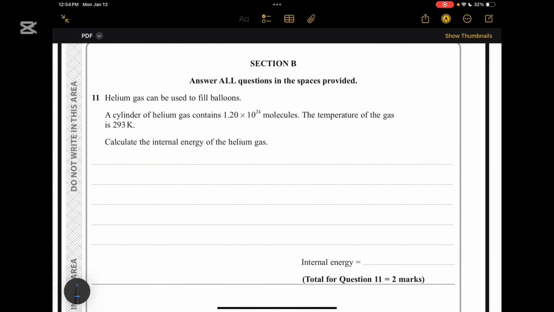Helium gas can be used to fill balloons. The cylinder of helium gas contains this number of molecules. The temperature of the gas is 293 Kelvin. Calculate the internal energy of the helium gas.